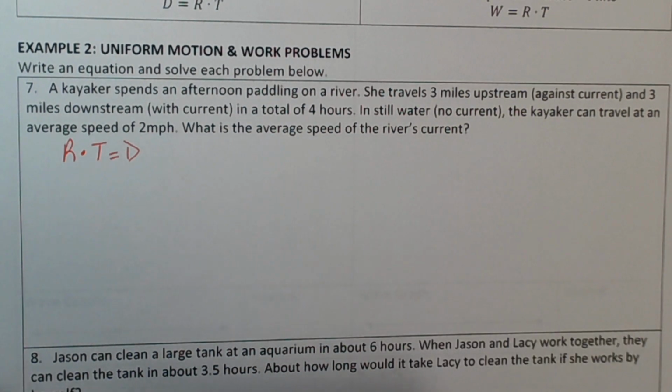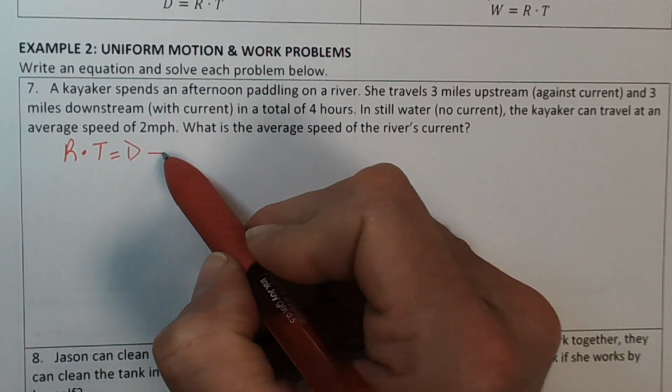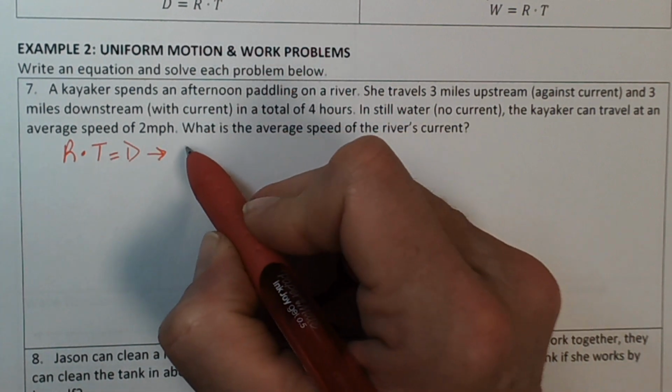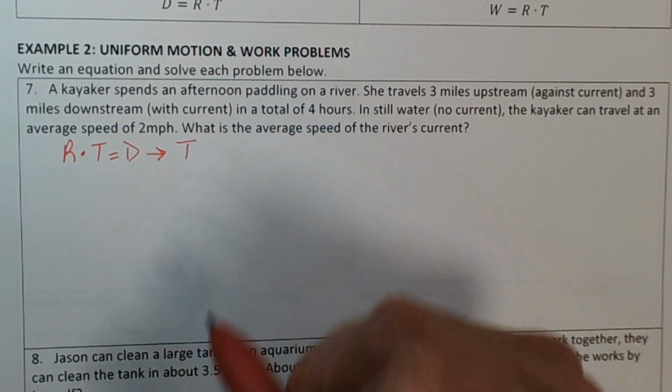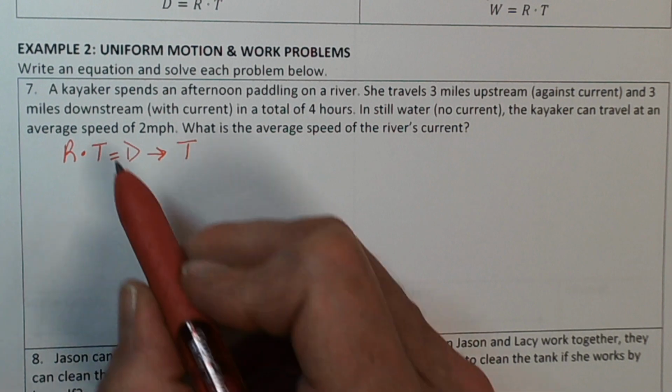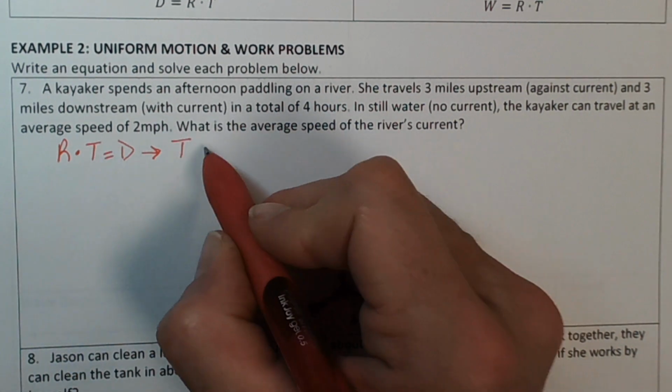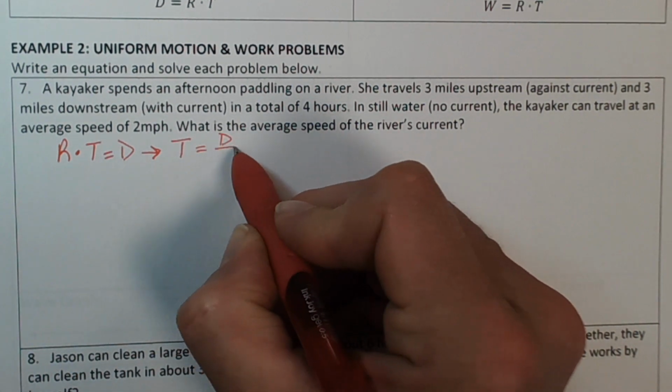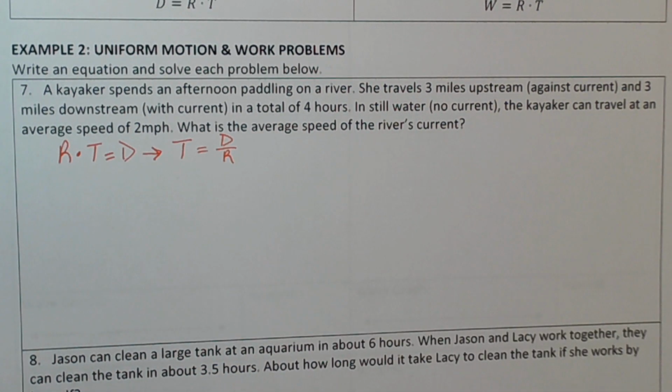So here, it says, what is the average speed of the river's current? So we're going to be looking for rate, but we're going to be using the formula. This is how we're always going to do these, is we're always going to be talking about time. And to get time by itself, it's distance divided by rate. Okay, so that's going to be important when we're filling out our chart, because really it's going to seem like we don't quite have enough information.